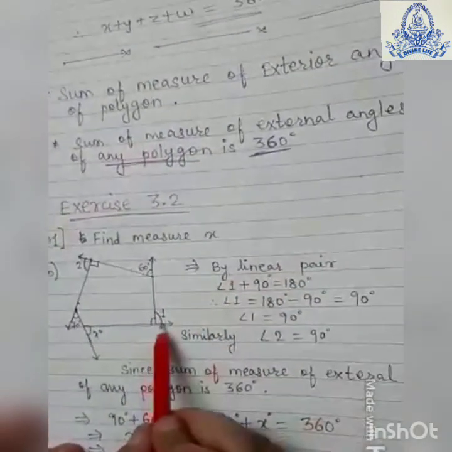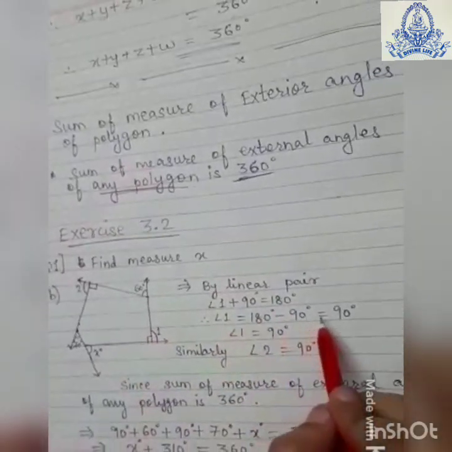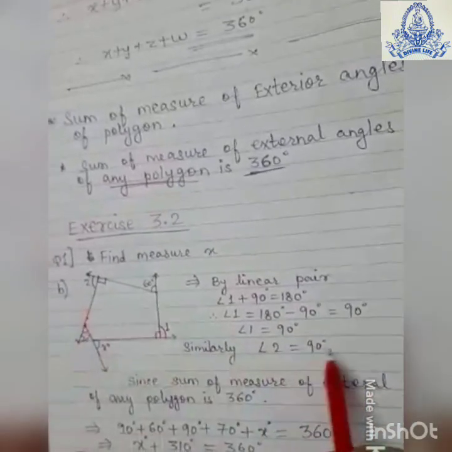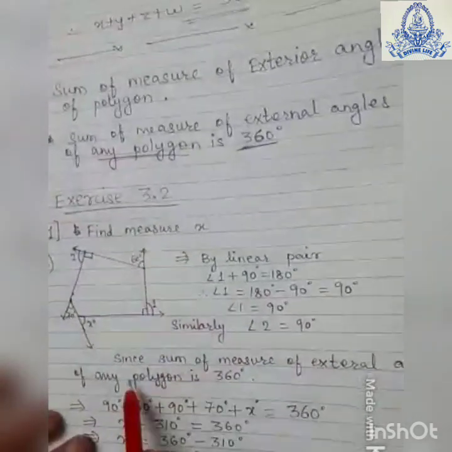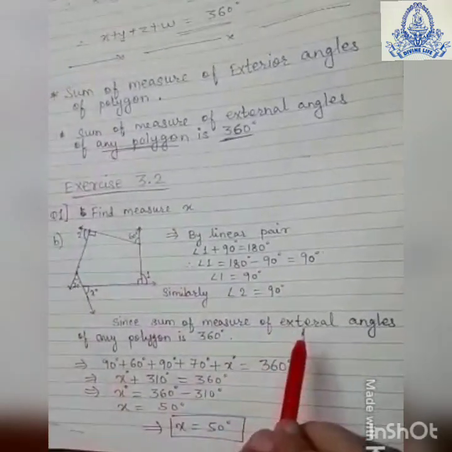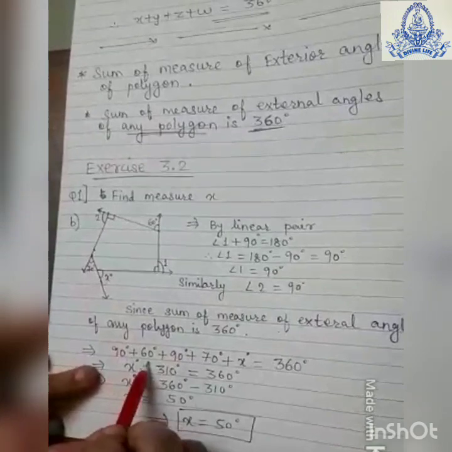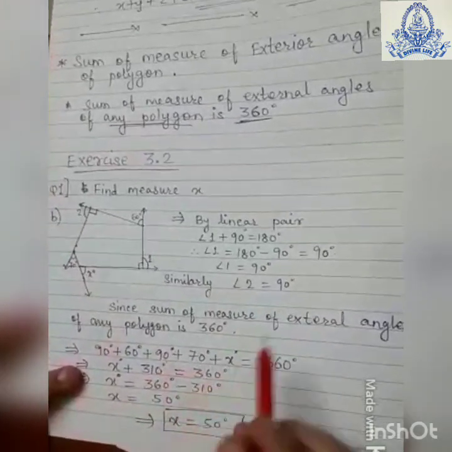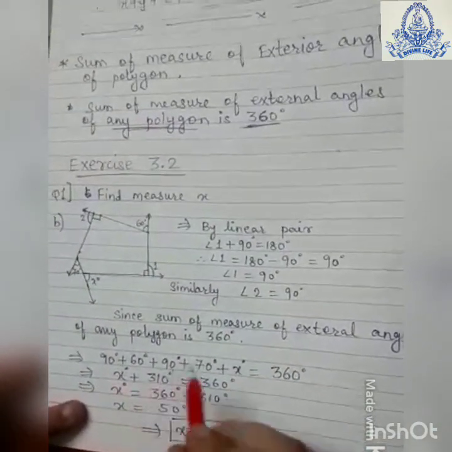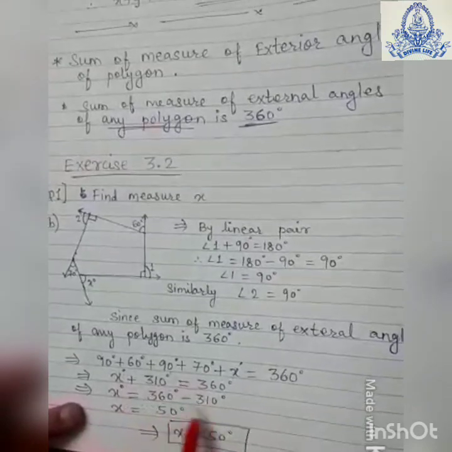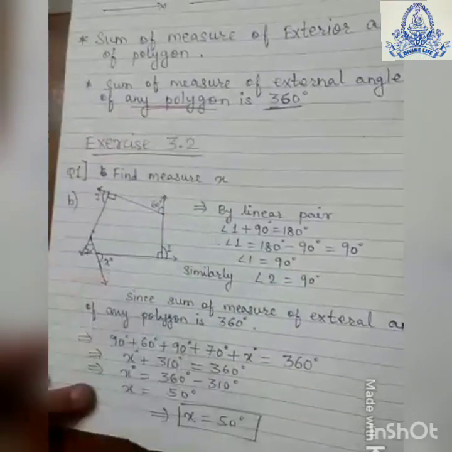By linear pair, angle 1 plus 90 degrees is equal to 180 degrees. So angle 1 is 180 minus 90, which is equal to 90. Similarly, angle 2 is also 90. Now this angle is given, this angle is given. Since the sum of measure of external angles of any polygon is 360, we will add all this. 90 plus 60 plus 90 plus 70 plus x is equal to 360. That is x plus 310 is equal to 360. So x is equal to 360 minus 310. That is x is equal to 50 degrees. Okay, so x is equal to 50 degrees.